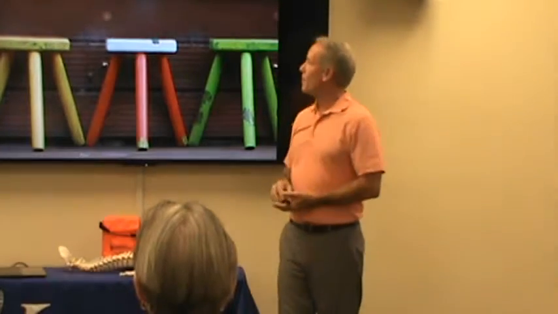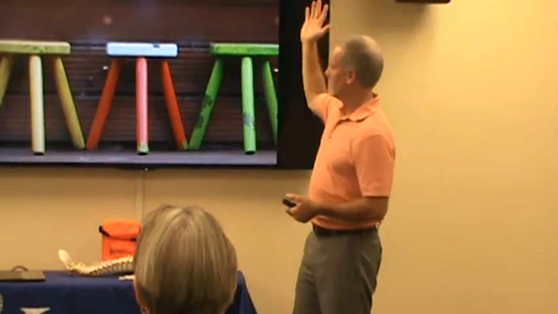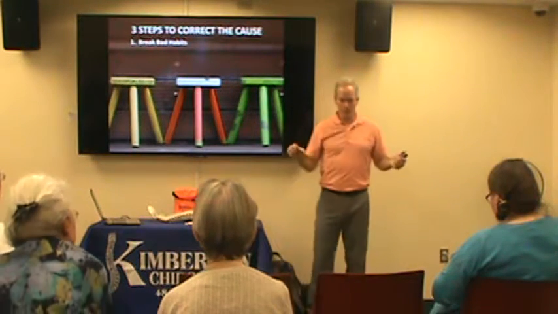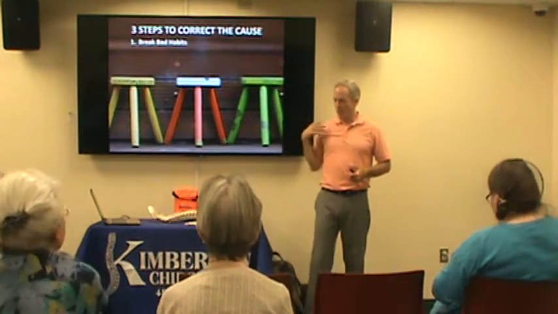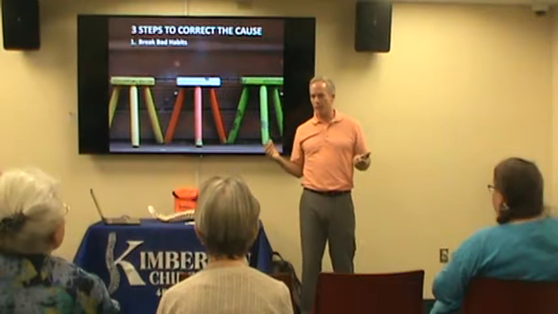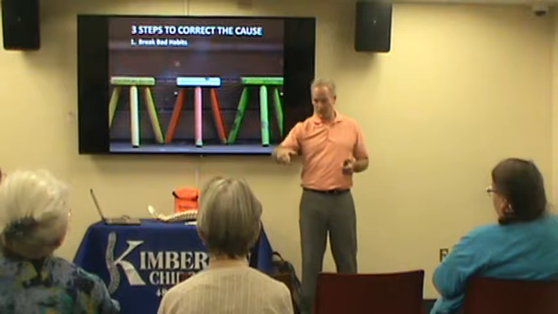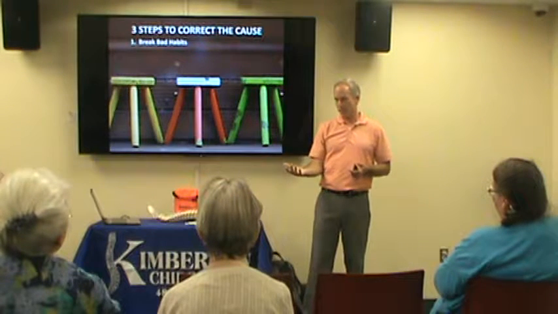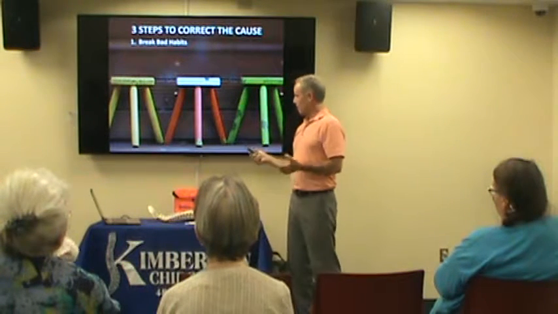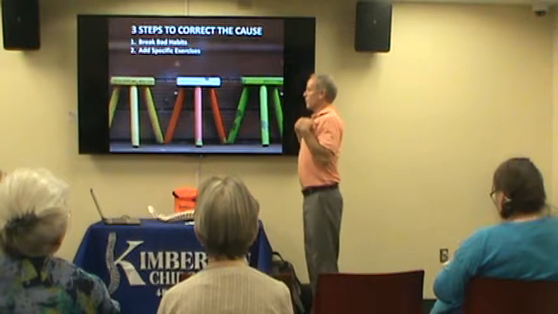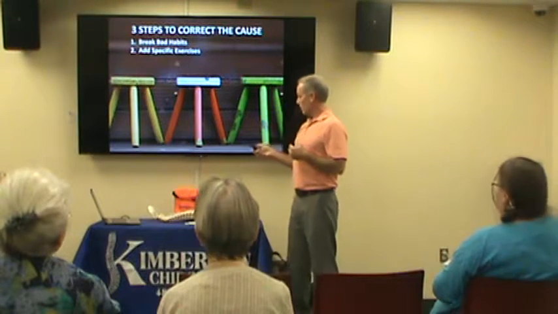Okay, so there's 3 steps to correct the cause. The big one is breaking habits, as we mentioned. A person sits the same way all the time. If they have shoulder problems, we'll break up adhesions, but it's only going to last as we break up the adhesions. If they keep doing the same thing, the adhesions will lay back down over time. We add specific exercises to work with the soft tissue to allow the joints to go back where they belong.